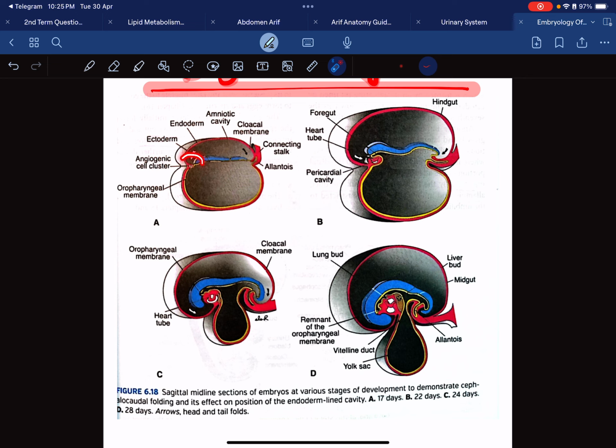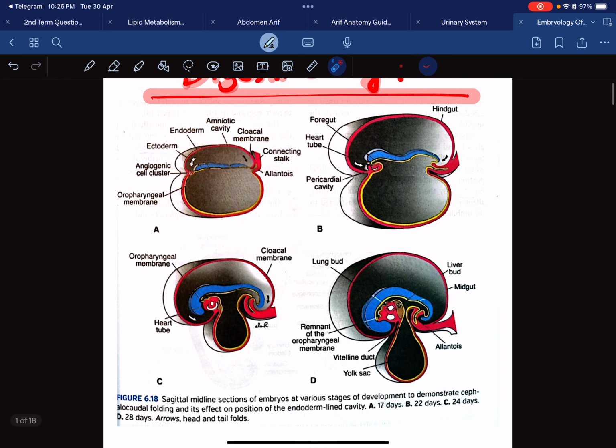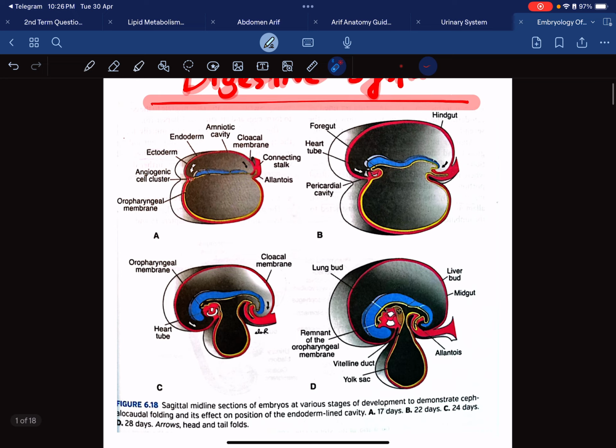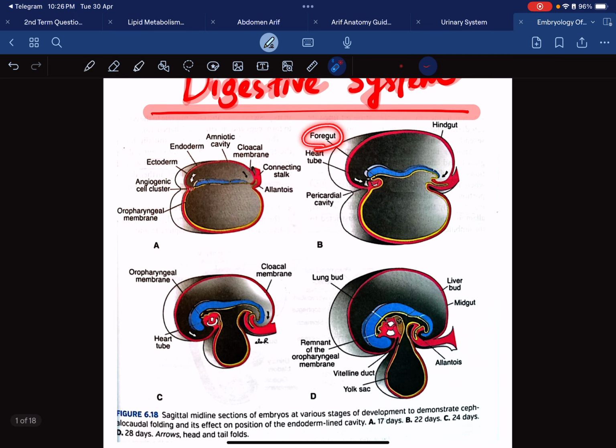Okay, in the cephalic end we can see the endoderm, ectoderm. In the middle we see that there is ectoderm here, then there is endoderm here. This is the endoderm, this is the ectoderm, and in the middle we do have the mesoderm. Okay, now as we see here, from the endoderm we have the development of the digestive system, which forms the foregut, hindgut, and in the middle we have the midgut.